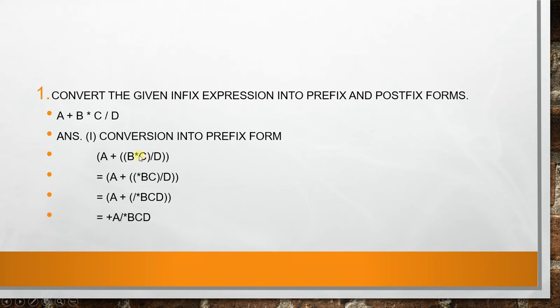This is infix, so from here it comes over here. Star B C, star means multiplication, and D is already there. So we have the whole thing, and A plus this expression. We remove the brackets and find the resultant expression, that is, the given infix expression converted into prefix. This is prefix.